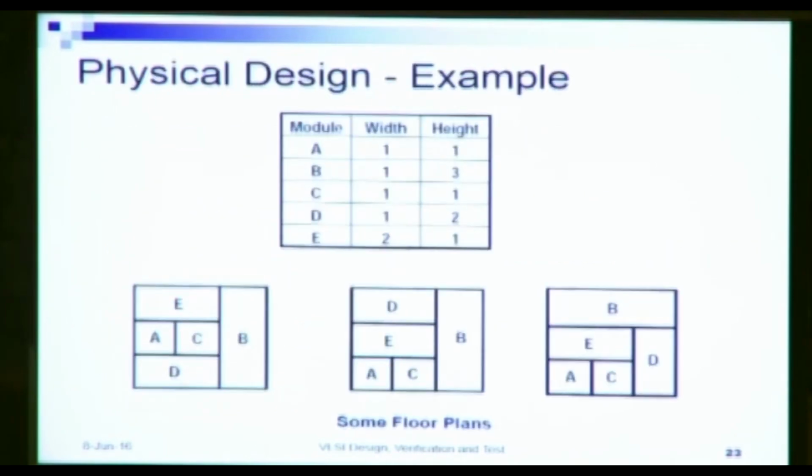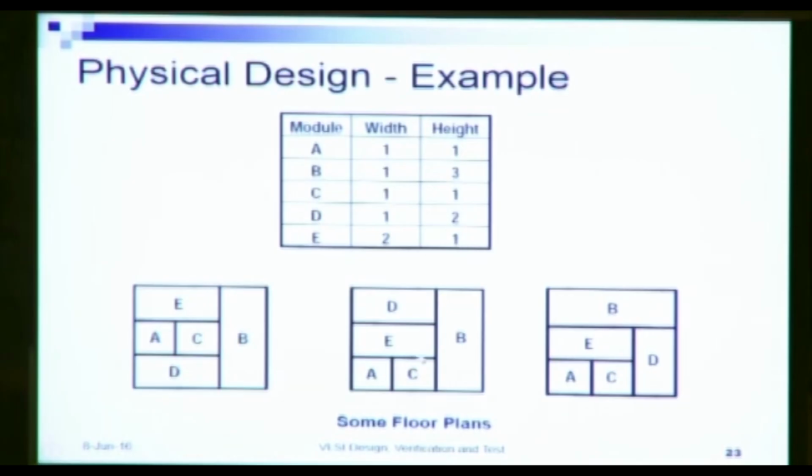As an example of the physical design step, let us assume that we have five modules. We have not specified the interconnections in this very simple example, but any real example will have interconnection requirements between them. Module A has a width of 1 and a height of 1. Module B has a width of 1 and a height of 3. Module C has a width of 1 and a height of 1. Module D has a width of 1, height of 2. Module E has a width of 2 and height of 1.